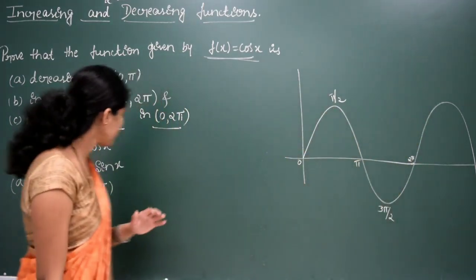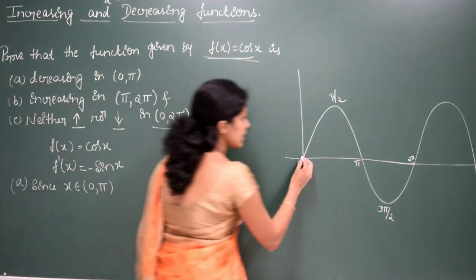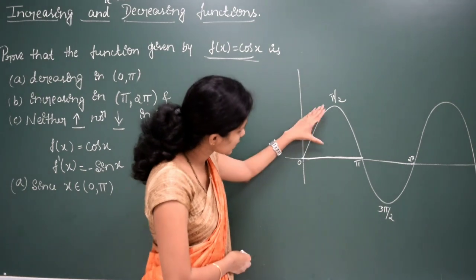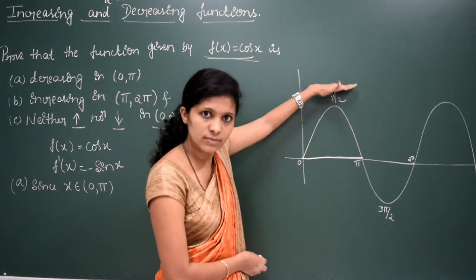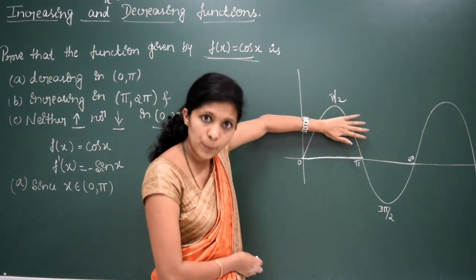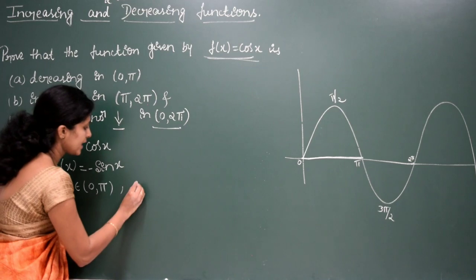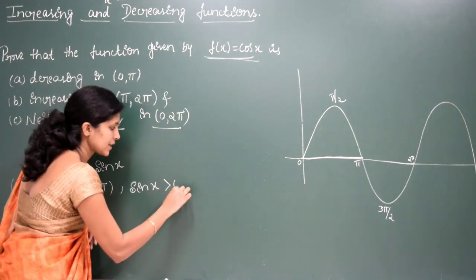Now the value of x belongs to 0 to pi. The value of x is from here to here, 0 to pi. You can observe here the value of sine function will be positive. It is above this one, right? So obviously this will be positive. So since the value of x belongs to [0, pi], sin x will be greater than 0, right? The value of sin x is greater than 0.